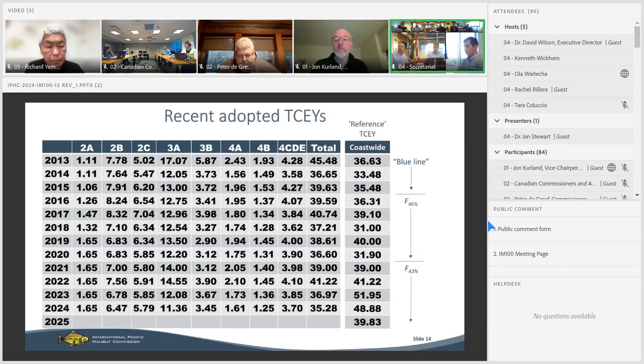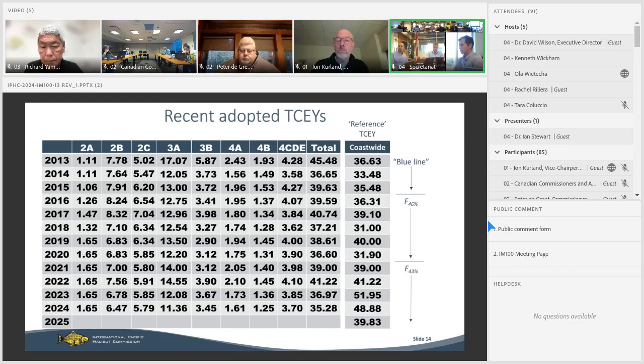46%. That SPR reference level was held in place until 2020, and then the commission moved to an F43 reference level after that. So you can see that generally the TCEYs have increased over this time period with some lower and higher values in individual assessment years, just reflecting the assessment variability. All things considered, if the stock hadn't changed over this time period, we would expect a consistent increase across this time period from the blue line to F46 to F43.